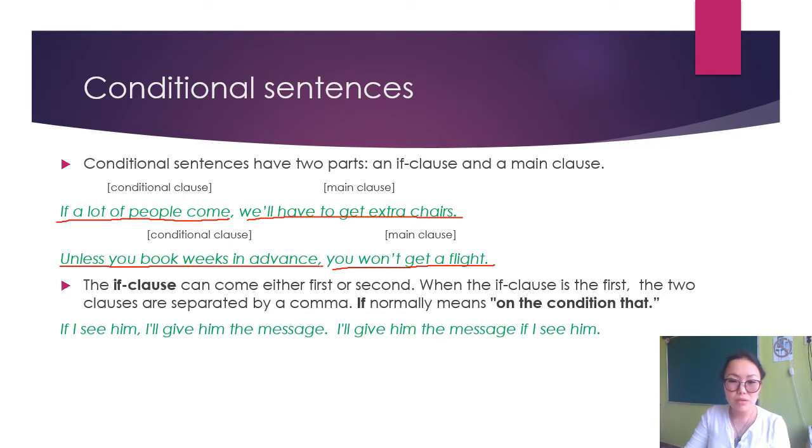If the if clause goes before the main clause, we put a comma to separate two parts of the sentence. For example, if I see him, the comma, I'll give him the message. If the main clause goes before the if clause, we do not need a comma. I'll give him the message, no comma, if I see him.